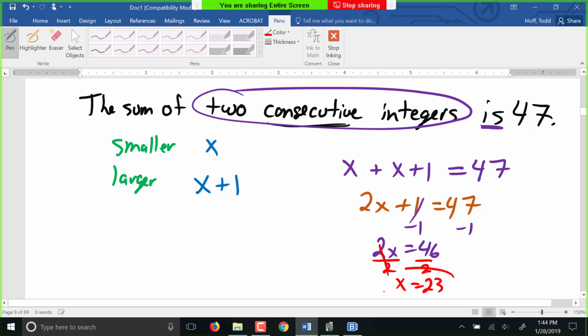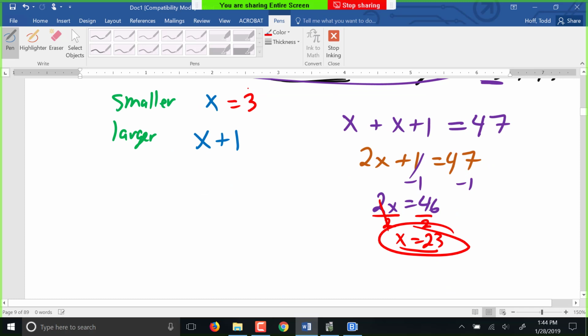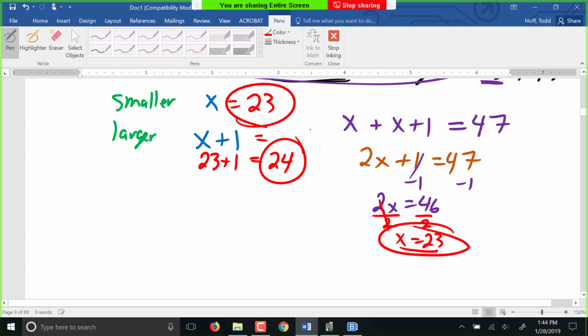X equals 23. But we have to be careful. We haven't necessarily answered the question yet. What I'd ask you to do is find the integers. 23 is the smaller one. We need to find the larger one. X plus 1 or 23 plus 1 is 24. So make sure you answer the question. MyMathLab might ask for both of them. It might ask for the smaller one. It might ask for the larger one. So make sure you go back and read the question carefully to know what it's asking for.